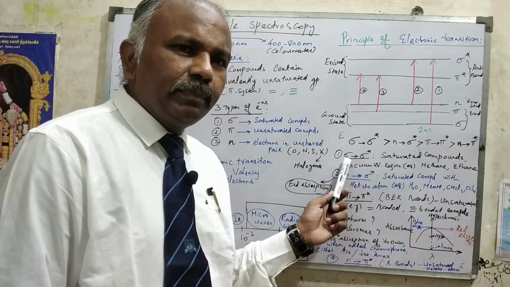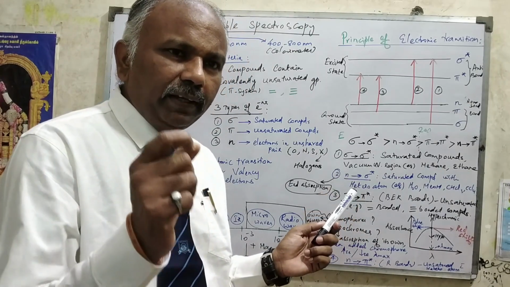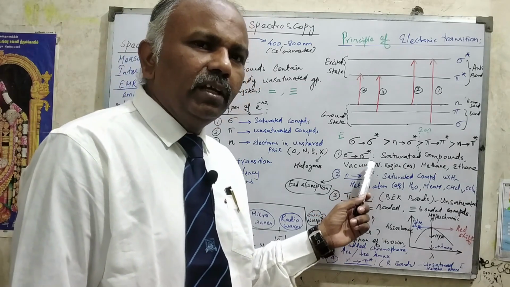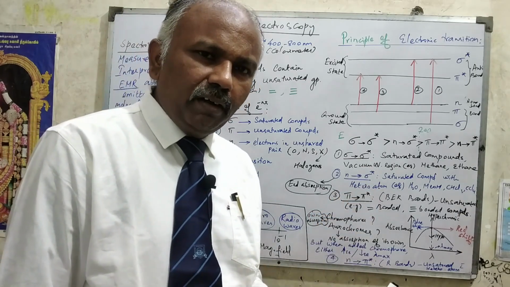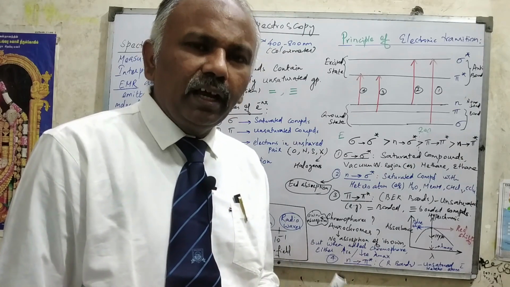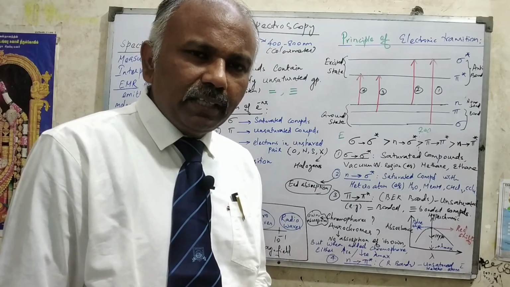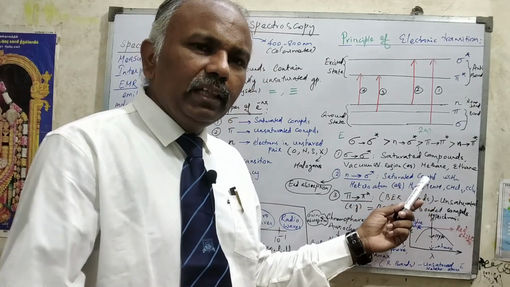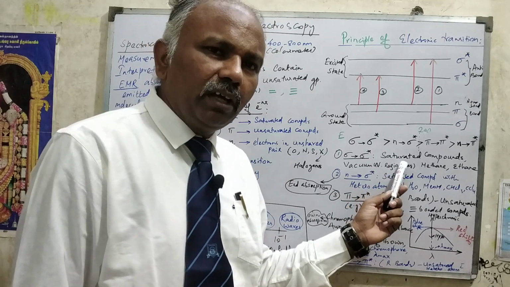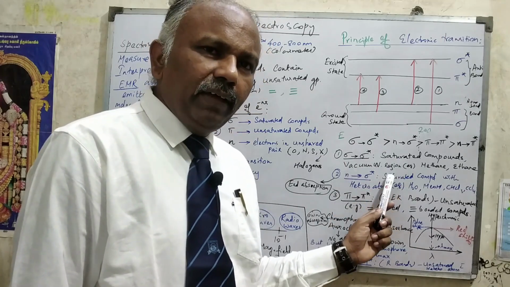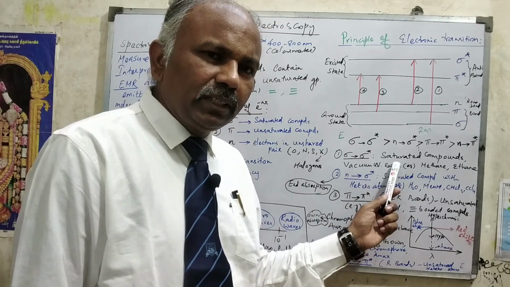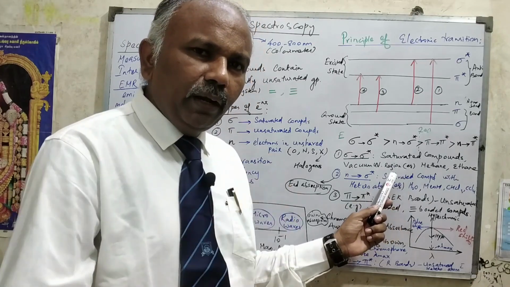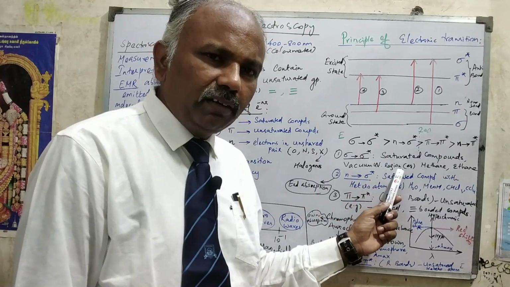Now I will explain some examples for the sigma to sigma star transition. Basically sigma is for saturated compounds and pi is for unsaturated compounds, you know very well, and sigma to sigma star transition mostly takes place in saturated compounds, particularly saturated hydrocarbons. What are the examples of saturated hydrocarbons? Methane, ethane, propane, butane, all these compounds have sigma to sigma star transition. Where will you get this transition? In the vacuum UV region, that means around 180 nanometer.